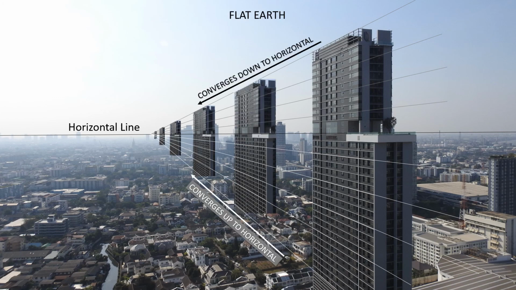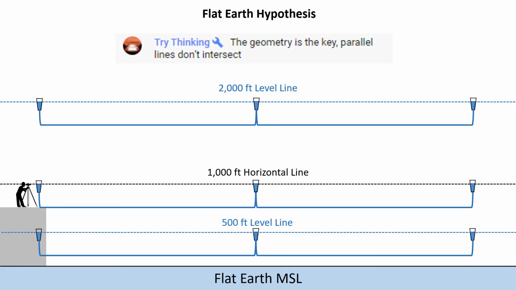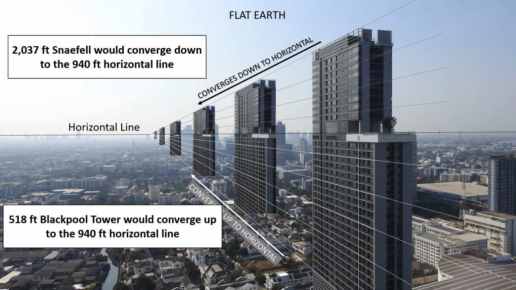And if we had a row of these buildings in line on a flat Earth, as they headed off into the distance, they would get proportionally smaller from the top and the bottom until they finally disappeared at the horizon line. And as Bev correctly says, geometry is the key. Parallel lines don't intersect, so they cannot cross each other. So if the Earth was flat, Snaefell could only converge down to the 940-foot horizontal line, and it most certainly could not be seen below 518-foot Blackpool Tower.